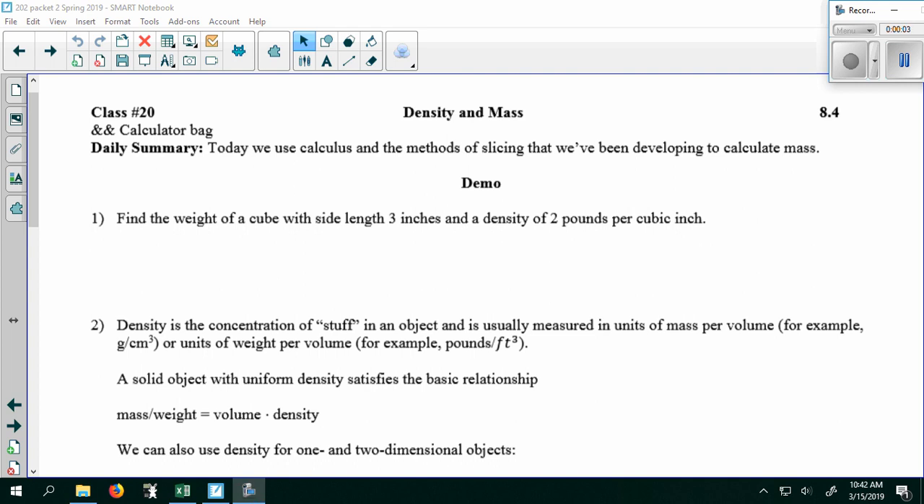So today we're going to use calculus and the methods of slicing that we've been developing for a couple of classes to calculate the mass of objects that are not uniformly dense.